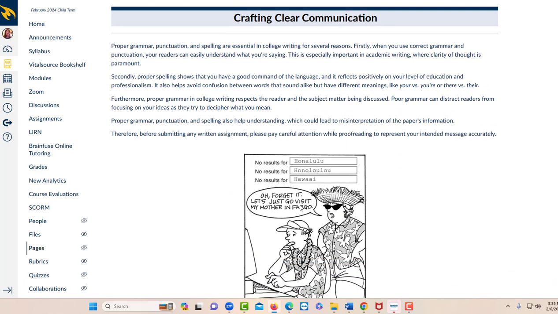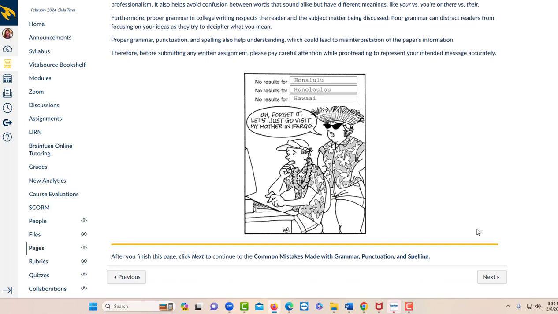Furthermore, proper grammar in college writing respects the reader and the subject matter being discussed. Poor grammar can distract readers from focusing on your ideas as they try to decipher what you mean. Therefore, proper grammar, punctuation, and spelling help understanding, while errors could lead to misinterpretation of the paper's information. Therefore, before submitting any written assignment, please pay careful attention to make sure that you've proofread your intended message accurately.